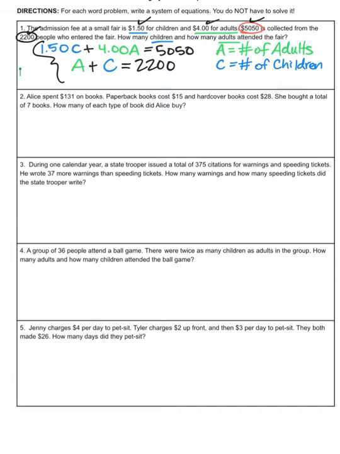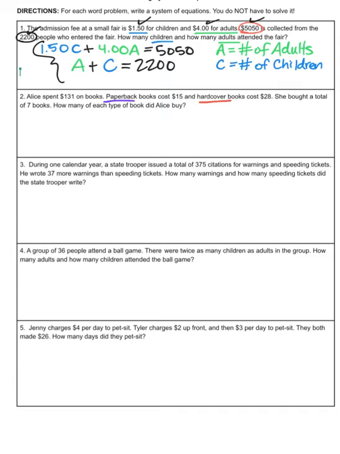Example number 2. Alice spent $131 on books. Paperback books cost $15 and hardcover books cost $28. She bought a total of 7 books. How many of each type of book did Alice buy? So the question right here tells me that I'm looking for the number of each type of book she bought. So my variables are going to be the two types of book, paperback and hardcover. So paperback will be this purple and hardcover will be this red. So my first equation, I noticed that 3 of my numbers have dollar signs. All of the dollars are going to go in the same equation.